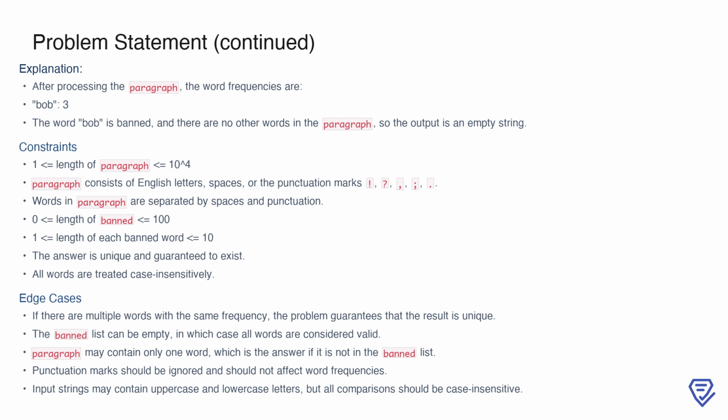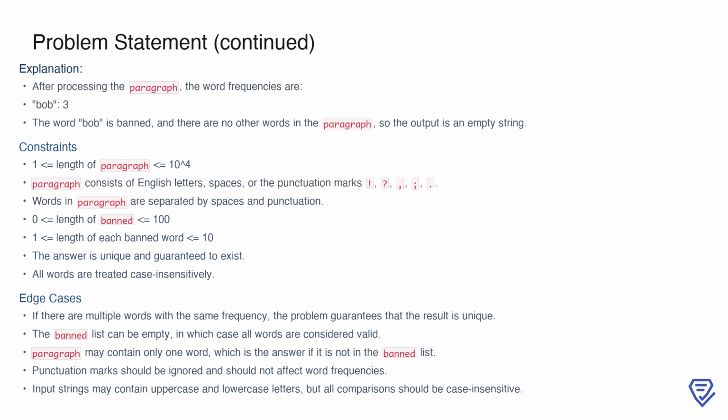and the banned list contains the word Bob. After processing the text, Bob is the only word present and it appears 3 times. However, since Bob is in the banned list, it is excluded from consideration. With no other words left in the paragraph, the output is an empty string. This example highlights how the banned list operates and ensures that all banned words are excluded, even if they are the only words in the input.